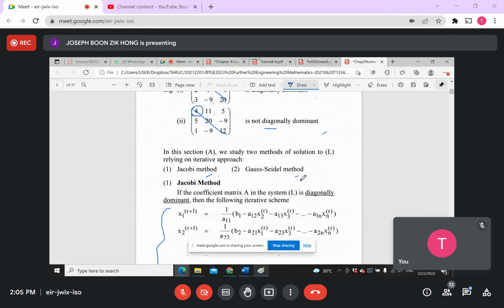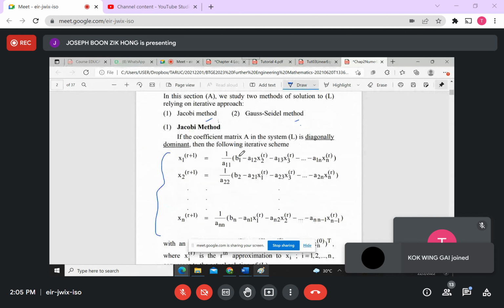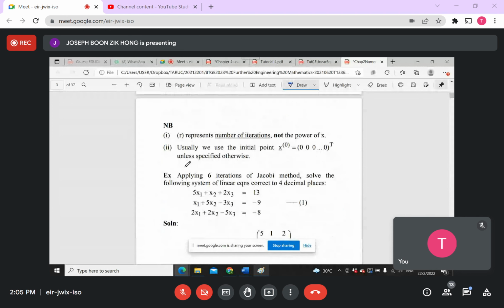Okay, so what is the Jacobi method? The Jacobi method is where we use this formula. Today I'm not going to show you how to derive it, but I will just show you the example and the formula. Okay, so what is this? Just very simple. We have a look at the example.